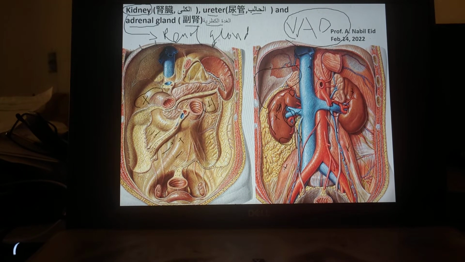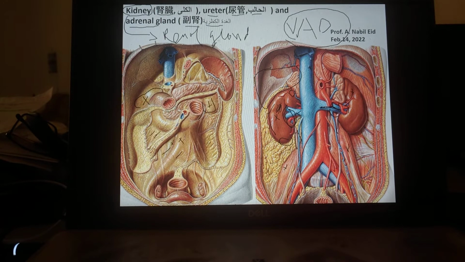Also, if you look here, you can find something interesting. You found the left renal vein is longer than the right, because the inferior vena cava here is on the right side of the abdominal aorta. That's why the left renal vein is longer than the right, and that's an advantage when we mobilize this kidney, for example, for renal transplantation.